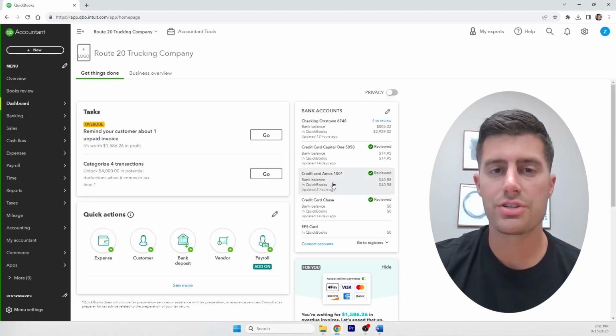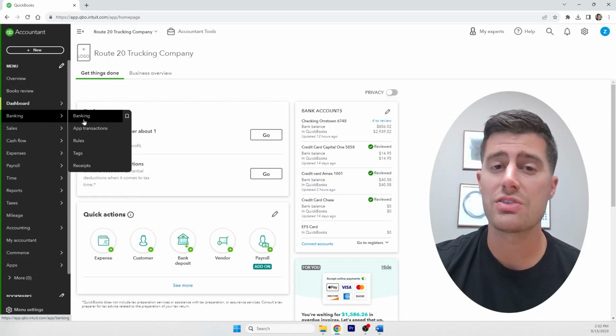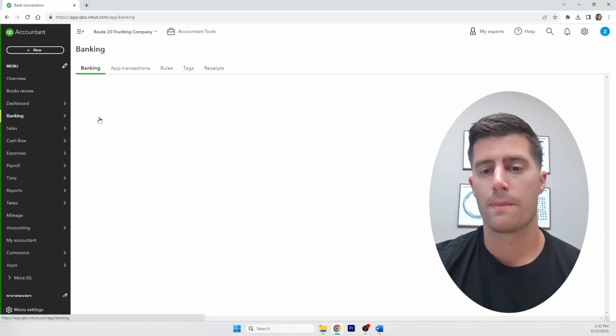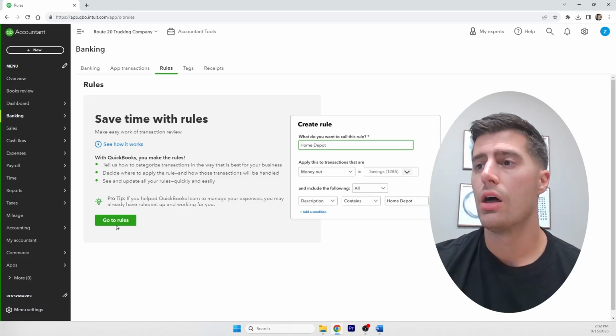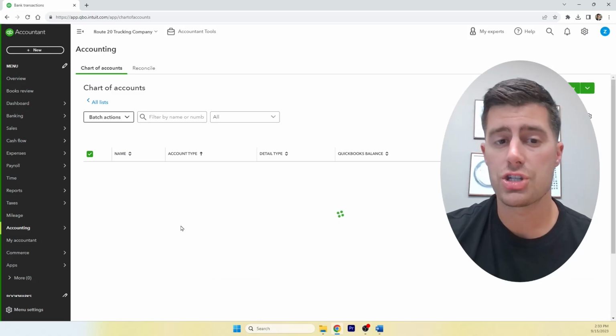Okay, now I'm going to go over some basics about the bank feed. So if you go to banking on the left-hand side, this is one of the first things that I always do. I go to banking and I go to rules, and I always disable all of the rules. And then the next thing I'll do is I'll go to the chart of accounts.